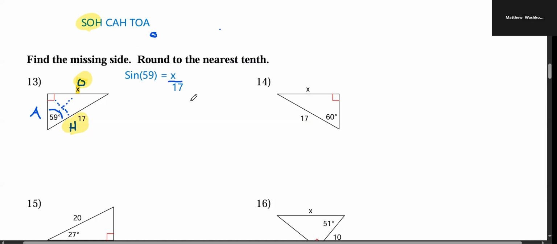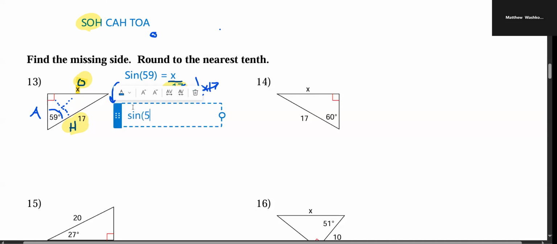So what I want is to get x by itself here, right? So I need to get rid of this 17. To get rid of something on one side of an equation, I have to do the opposite. So x is being divided by 17, so to separate it, I need to times by 17. But I don't just times one side. I have to times both sides by 17. The right side, those get canceled out, right? The left side, well, it's sine of 59 times 17 is equal to x in this case.